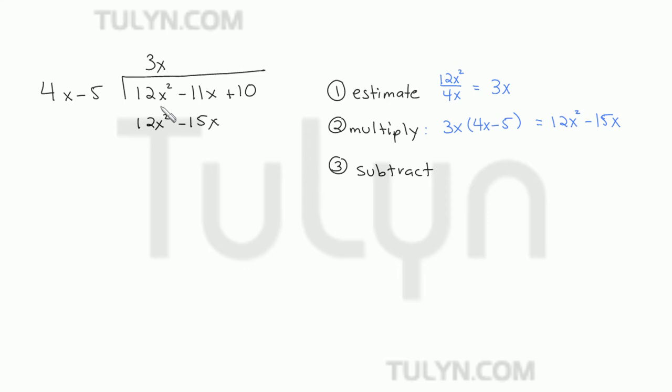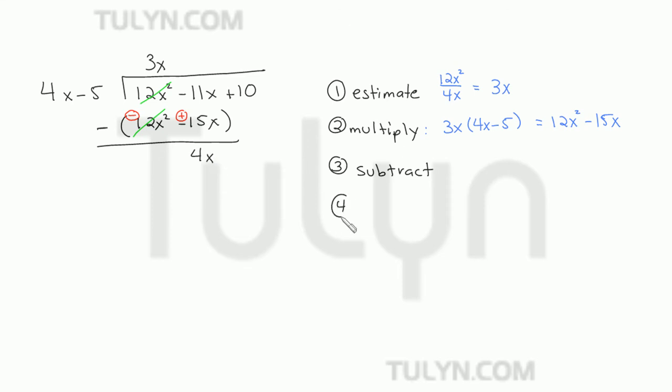Then the third step is to subtract. So we want to subtract the terms up here with the terms down here. We put a minus sign over the whole thing. When we put a minus sign and distribute, this 12x squared becomes negative and this 15x becomes positive. So when we're subtracting, these two cancel out, and then we have negative 11x plus 15x, which gives us 4x.